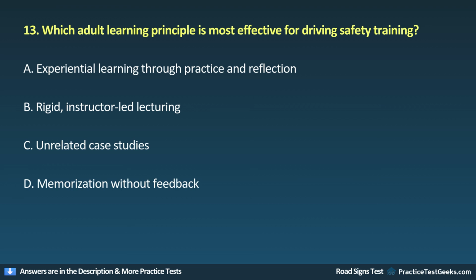13. Which adult learning principle is most effective for driving safety training? A. Experiential learning through practice and reflection. B. Rigid instructor-led lecturing. C. Unrelated case studies. D. Memorization without feedback.